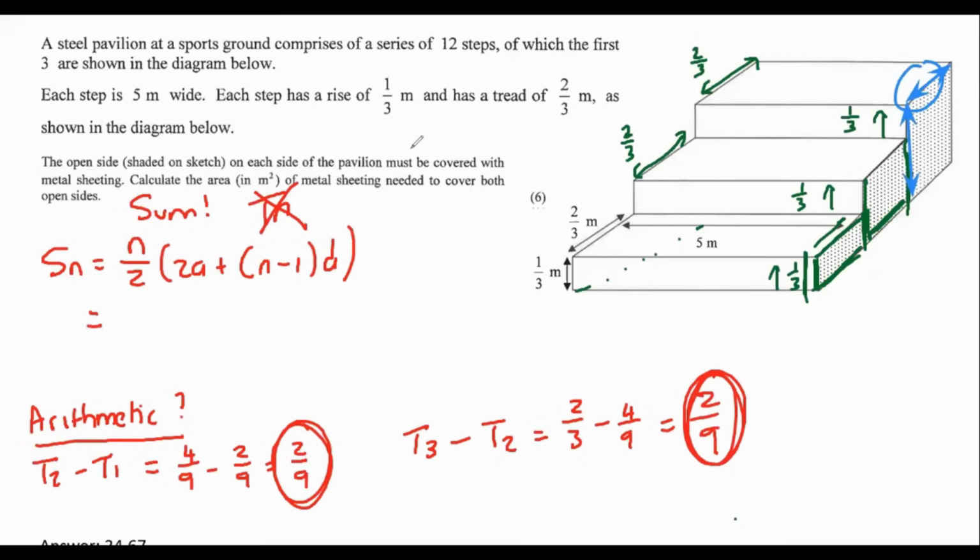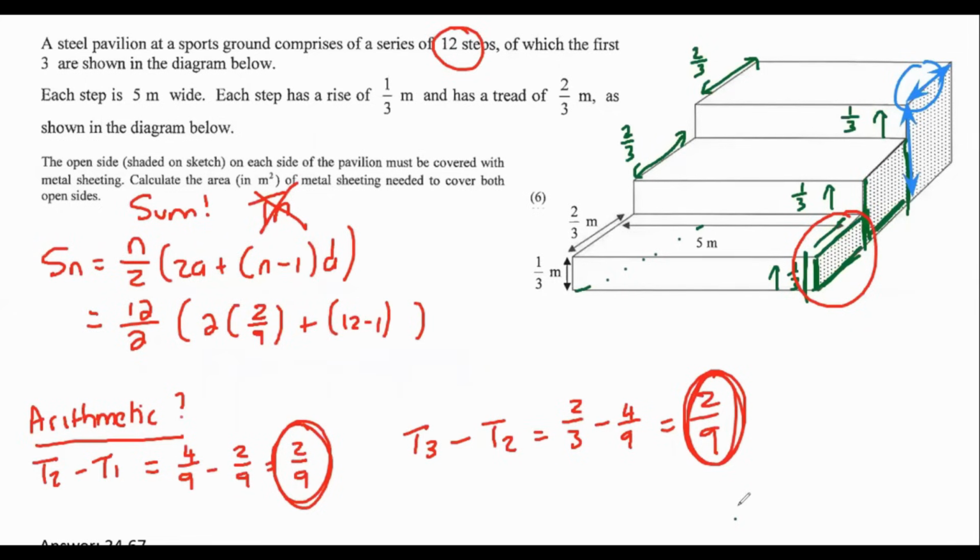We know that the number of terms will be the number of steps, which is 12. a is the area of the first step, so that is the 2 over 9 that we got. The number of terms is still 12, and the common difference between the areas was 2 over 9. That is what we worked out when we were trying to investigate. There we go. And so now you just go ahead and type that all into the calculator, just like that. And that gives us 52 over 3.